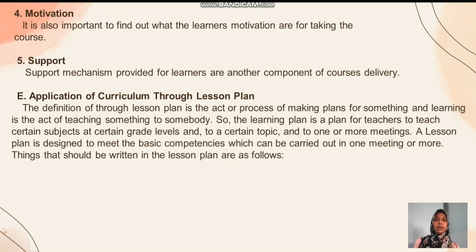For motivation, it is also important to find out what the learners' motivations are for taking the course. And the last one is support. Support mechanisms provided for learners are another component of course delivery.